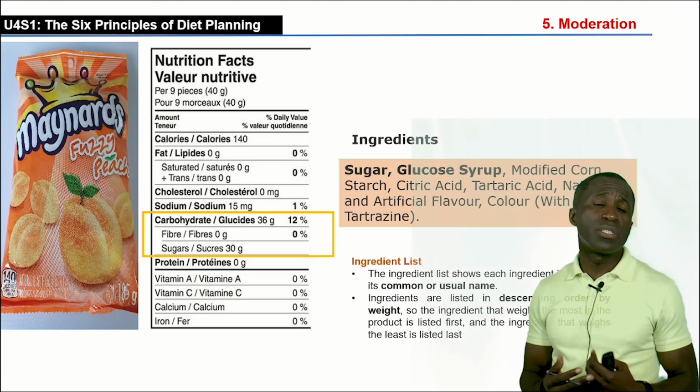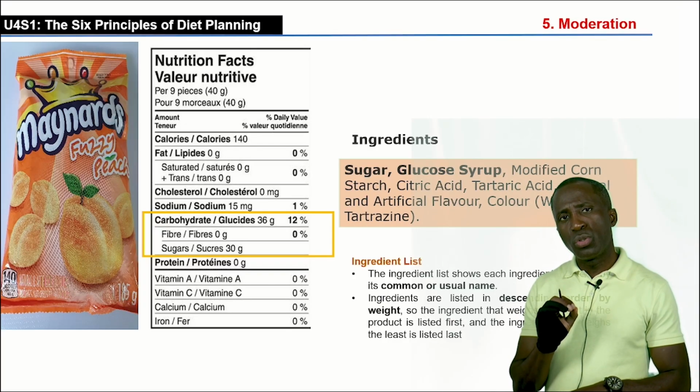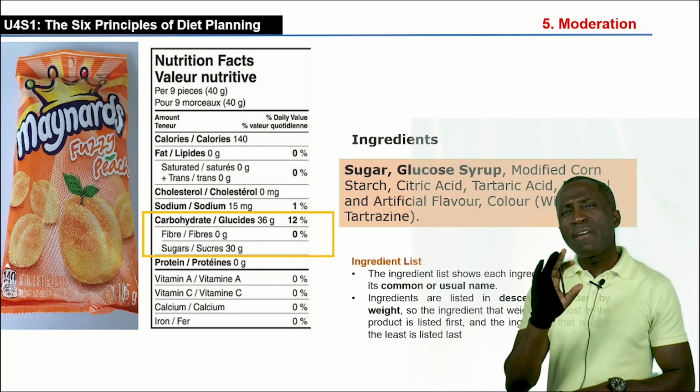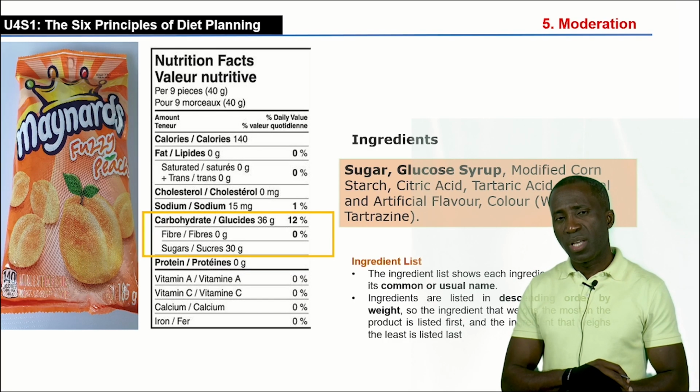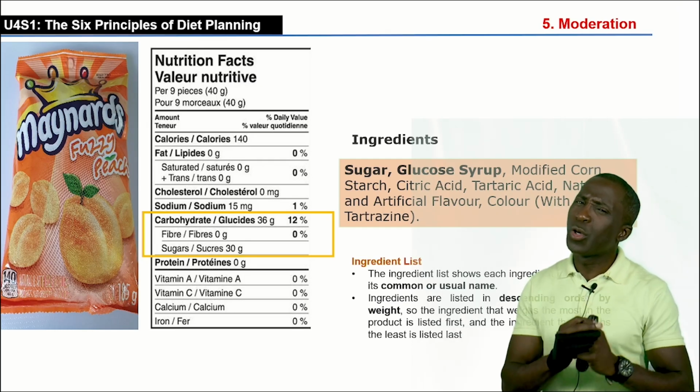In our discussion, what I was telling you is that when you look at the food, the nutrition facts label, you have to look at the ingredients first. And if you have sugar in the first 3 ingredients, you may want to stay away from it.